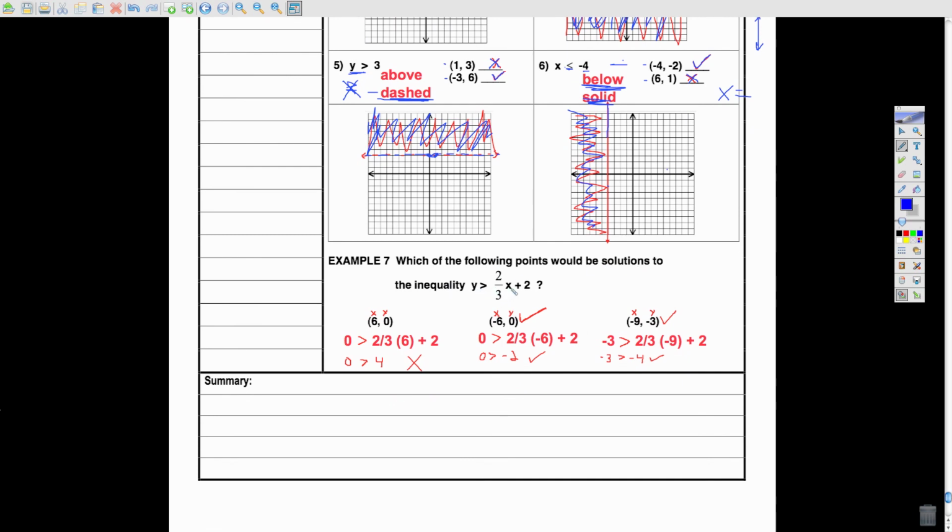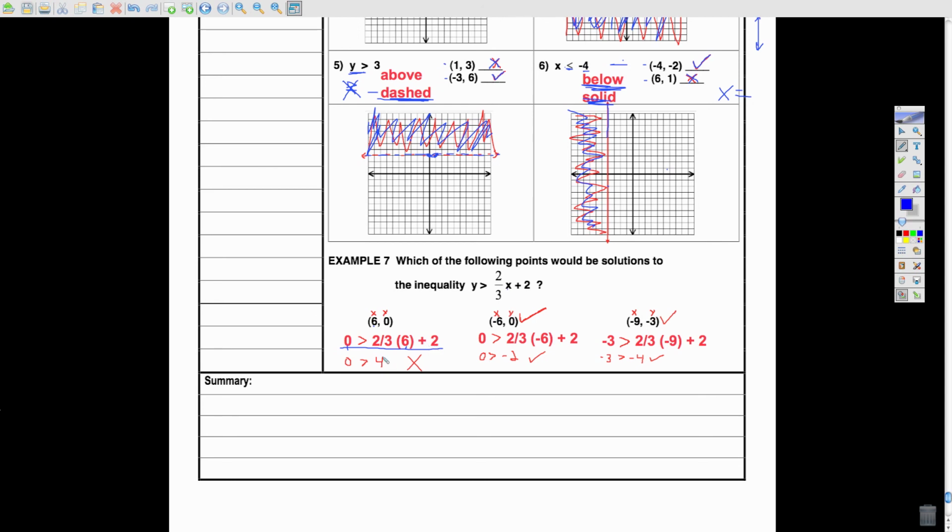Okay, and then in example 7, which of the points would be solutions to the inequality y is greater than 2 over 3x plus 2? All you have to do right here is take the point they give you and plug it into the equation and then see if the inequality is true. So I plug 6 in for x, and I rewrote it right here. Plug 6 in for x, plug 0 in for y.